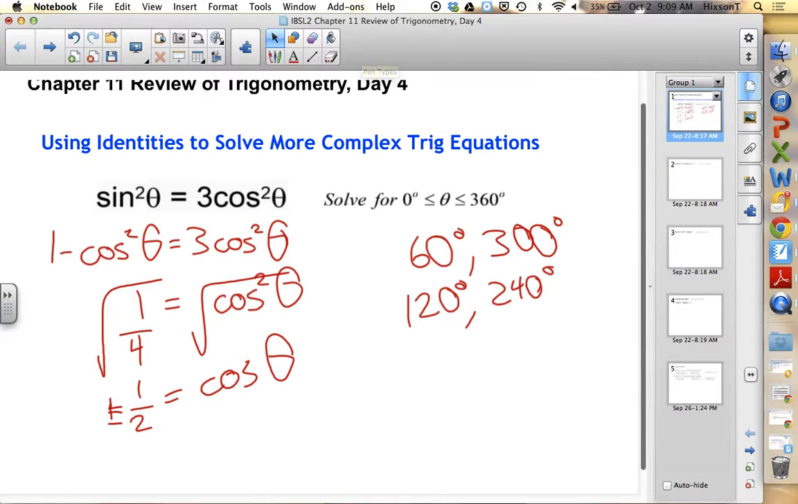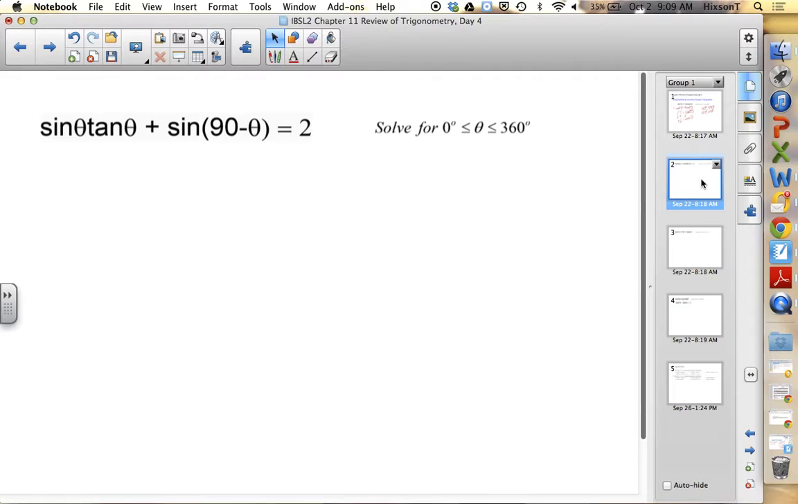And by the way, this is one you might see on a non-calculator part, because you can use your unit circle to figure out all your answers. Okay? Alright. This one might look vaguely familiar. Do you remember what sine times tangent plus sine of 90 minus theta simplified to?